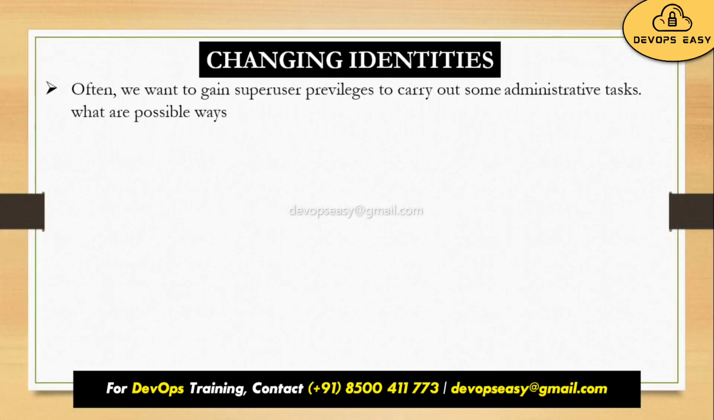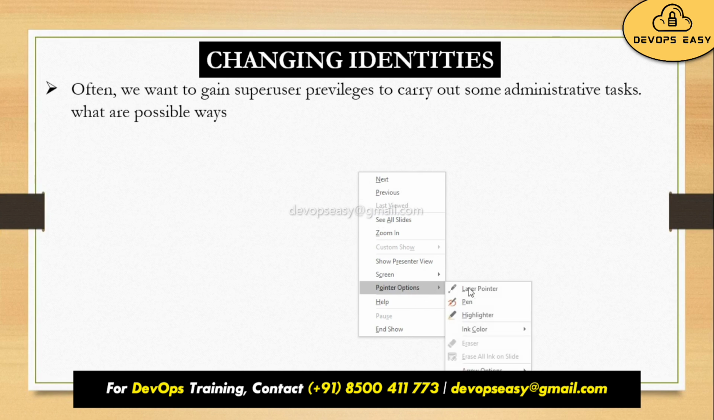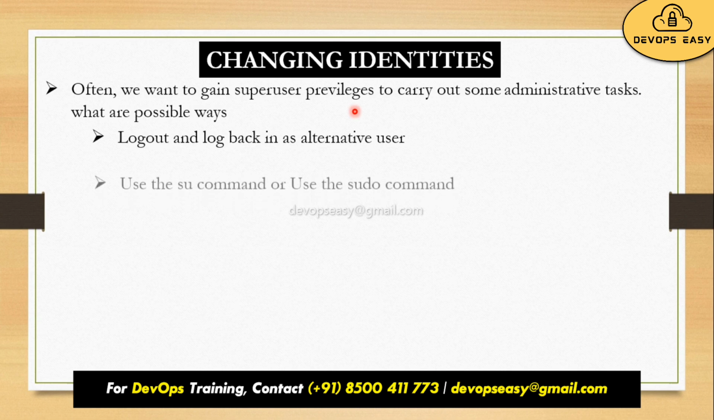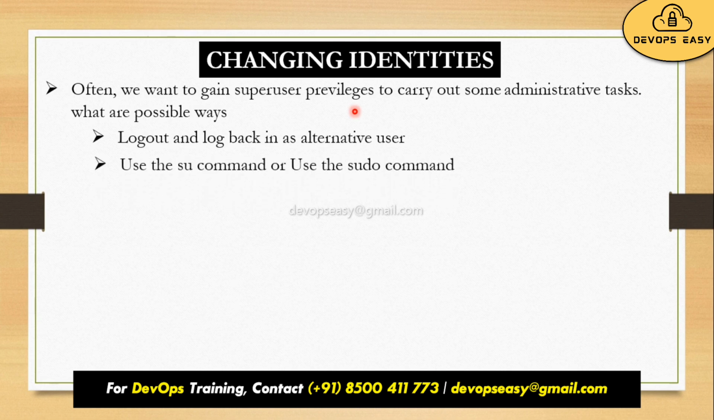So, changing identities. Often we need to gain superuser privilege to carry out some administrative task. What are the possible ways? I want to have a superpower, nothing but sudo user permissions. You can log out and log into an alternate user that has the permissions, or you can use the su command, which is switch user, or you can use the sudo command. By executing the sudo command you will have all sudo powers.